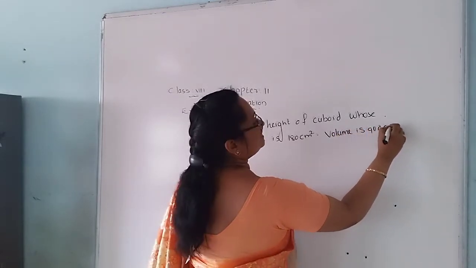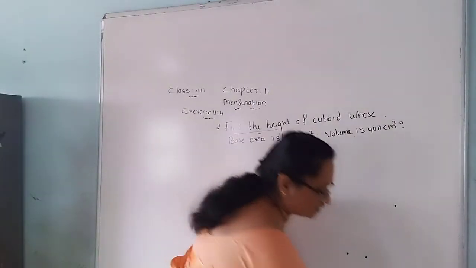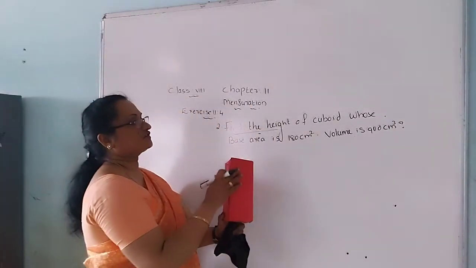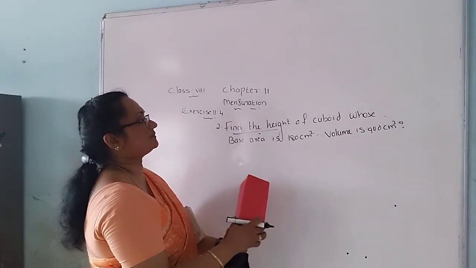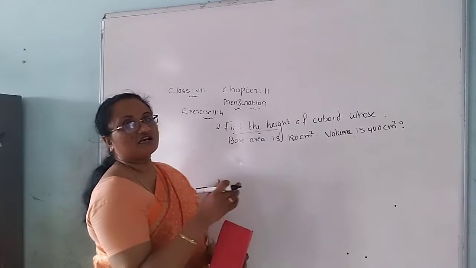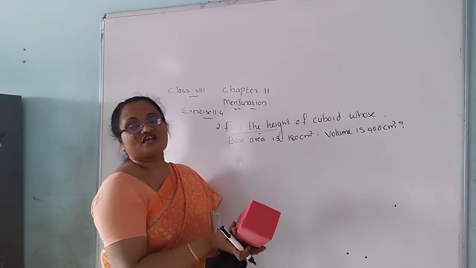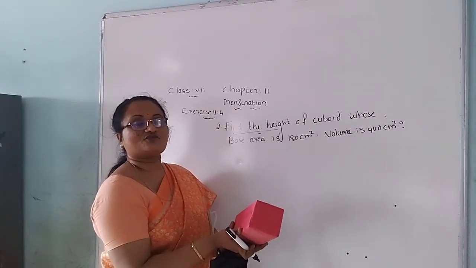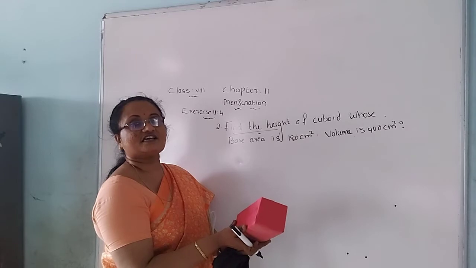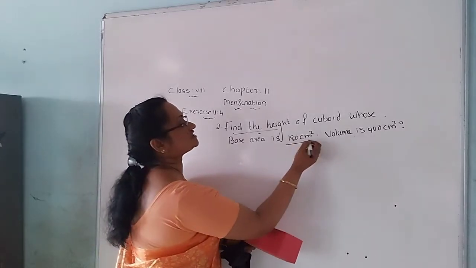Volume is 900 centimeter cube. In this way we find the height. So this is the cuboid shape. Then the base area: in a cuboid, the base part is in which shape? Rectangle shape. In the rectangle case, what is the formula for finding the area of a rectangle? Length into breadth is the formula. So that value is 180.